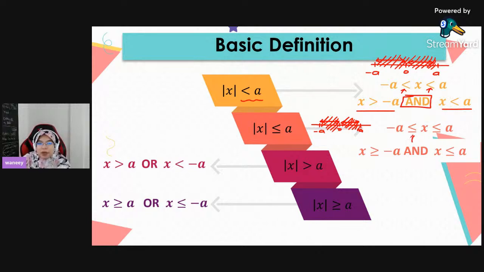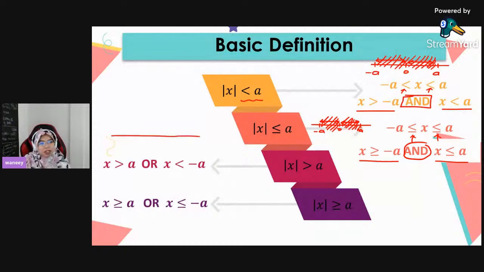So somewhere in between, you can actually separate them into two inequalities. So x greater than negative a and x less than or equal to a. So we are using the word and because this is from something in between. So dia daripada in between dua nilai. So kita nak pecah dia kepada inequalities. Therefore, we must use and. Sebab dia daripada between.